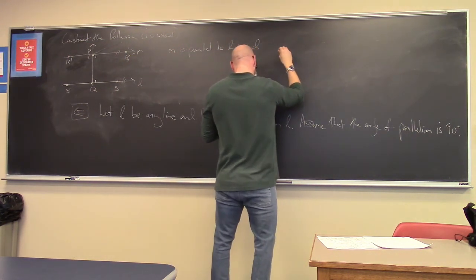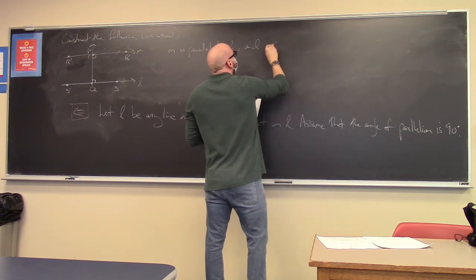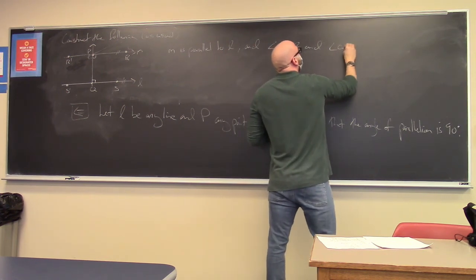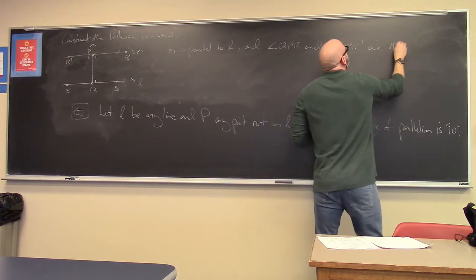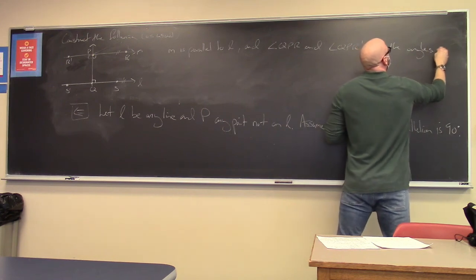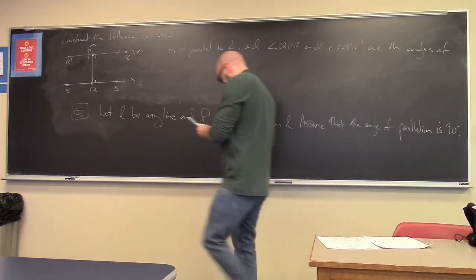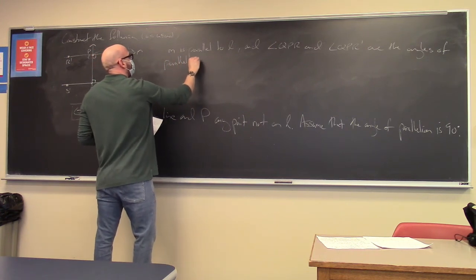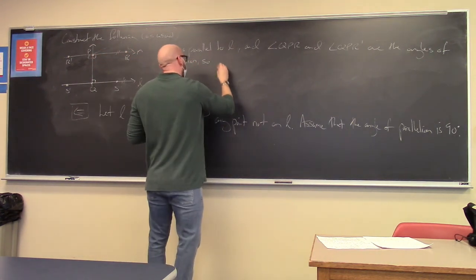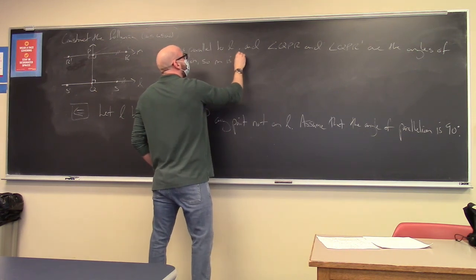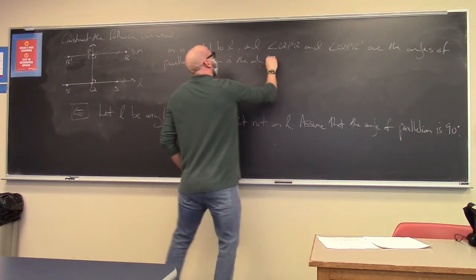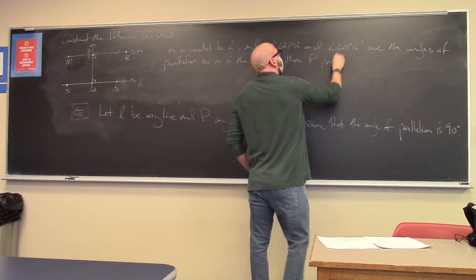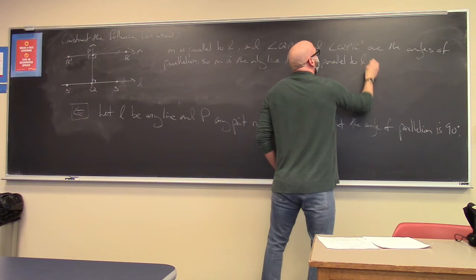and angle QPR and angle QPR prime are the angles of parallelism. So M is, in fact, the only line through P parallel to L.